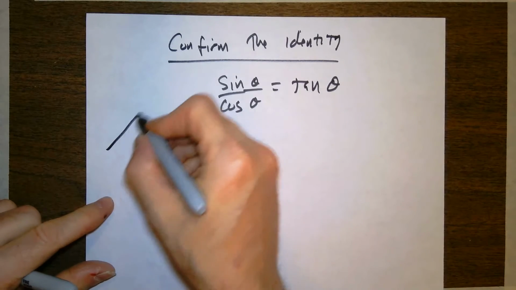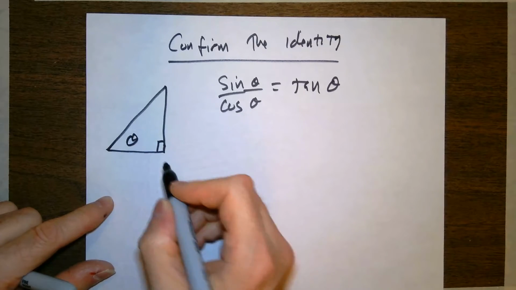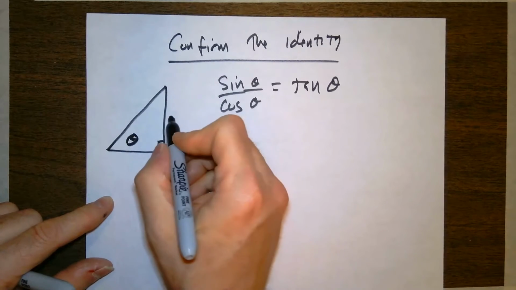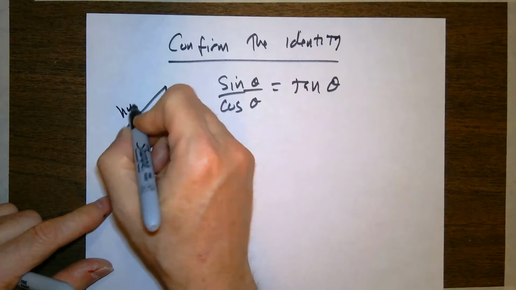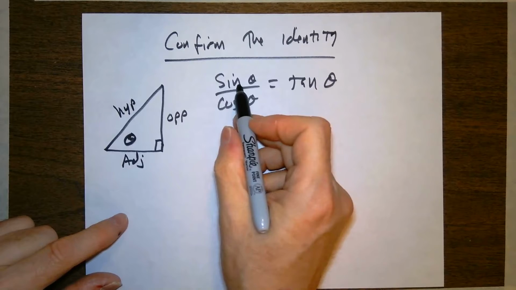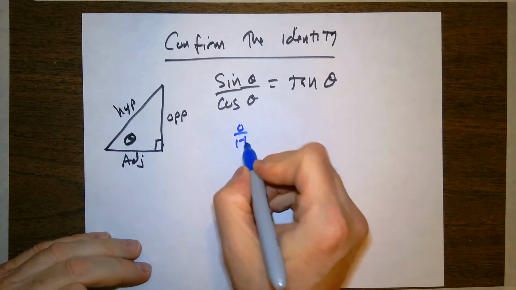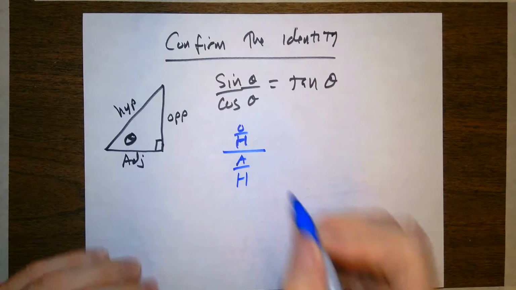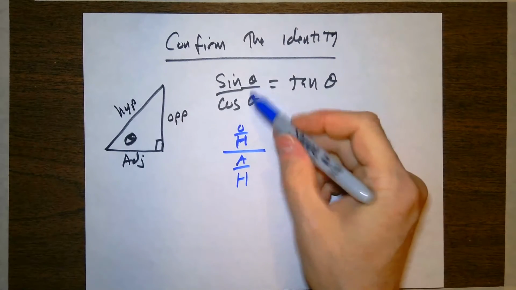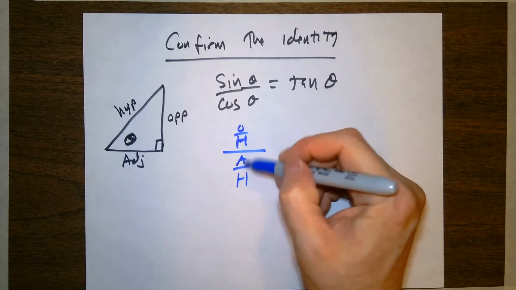If I take a look at a triangle, a right triangle, and here's my angle, my theta, and I've got the opposite side, the adjacent side, and the hypotenuse, I know that sine of the angle is really opposite over hypotenuse. The cosine is adjacent over hypotenuse. So the sine of the angle is the expression opposite over hypotenuse. The cosine is adjacent over hypotenuse.